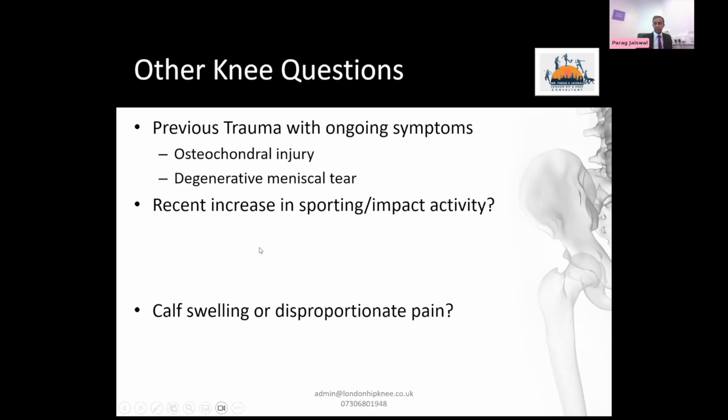I'll go through these quickly because we've got some further case presentations. So recent increase in sporting activity or impacts. Again, stress fracture, overload injury of various tendons. So the runner's knees, for example, causes iliotibial band frictional syndrome. Tendon problems. I see a lot of people with patella tendinopathy when they're playing basketball or jumping sports, for example.